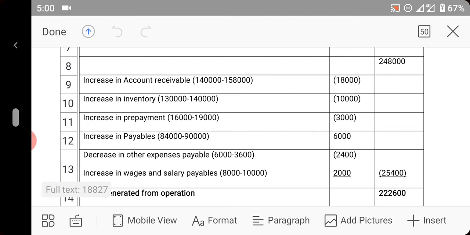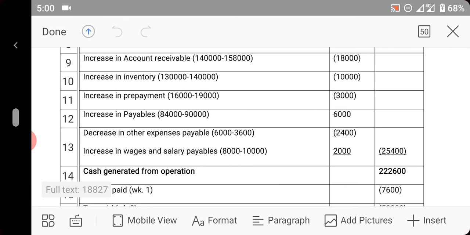The value of accounts receivable was 140 at the beginning of the year and now 158 at the end of the year. This implies that you bought more stock during the year, and buying more stock means a lot of cash left your accounts, bank accounts or cash. Alright, so same thing with inventory. It was 130 at the beginning of the year, 140. Prepayments 116.19 is also in. Now payables, you see, it was 84, it's now increased.